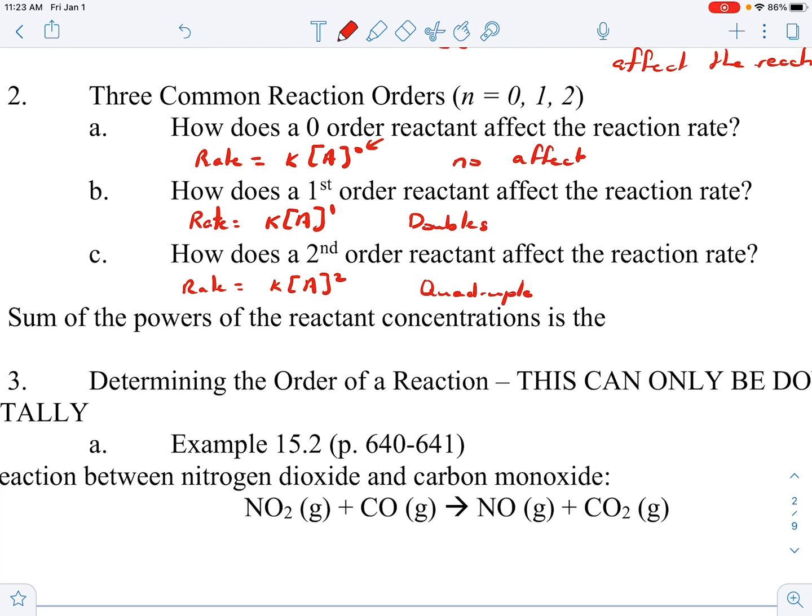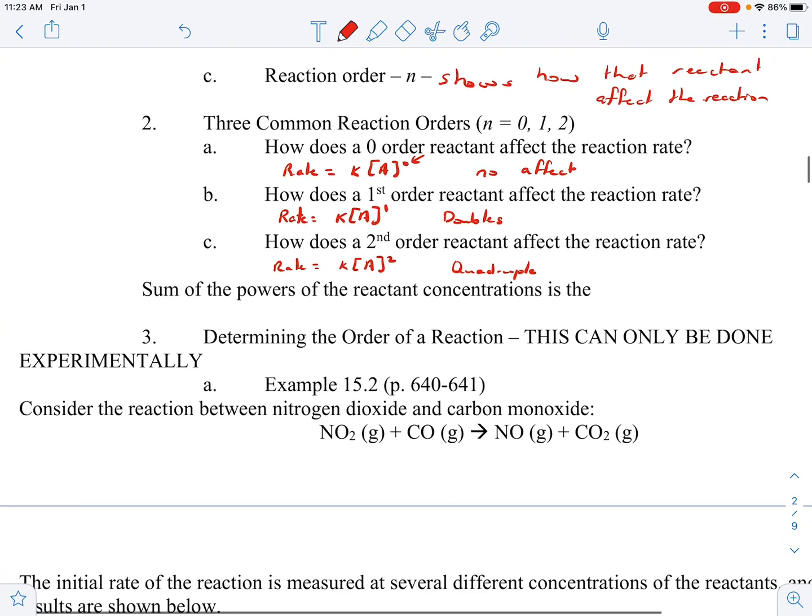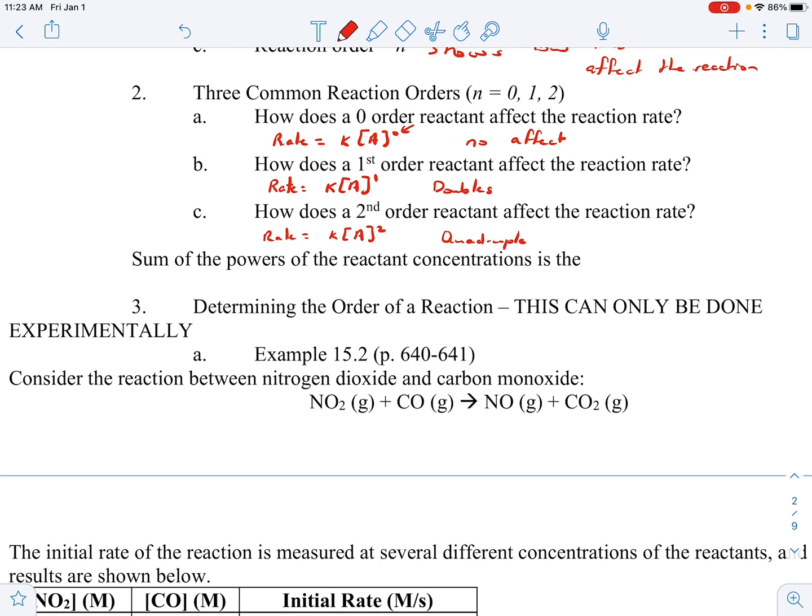So it's going to affect it greatly. Those are the ones we want to use most if we're trying to speed up our reaction. Now, the last thing there is the sum of the powers of the reactant concentration. So the sum of the powers of our reactant orders, this should probably say orders, that would make more sense there, is the overall reaction order. Okay, our overall reaction order.